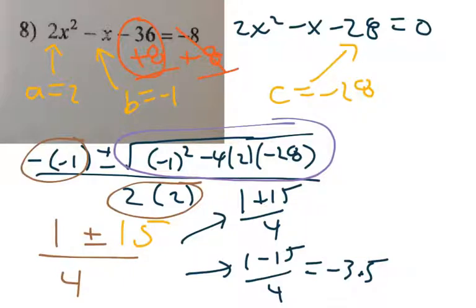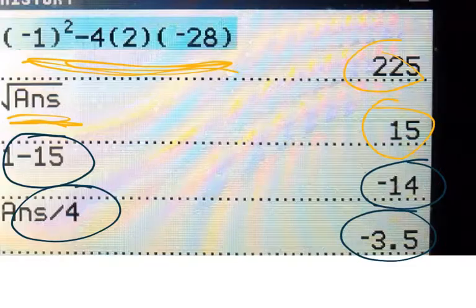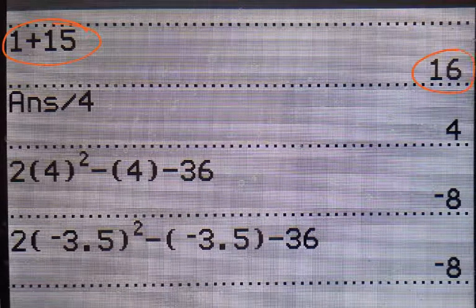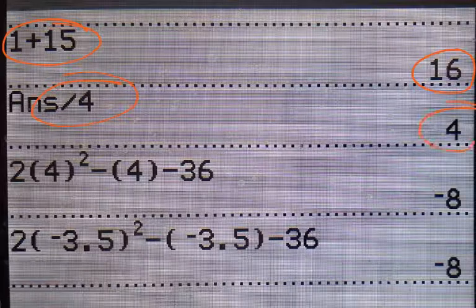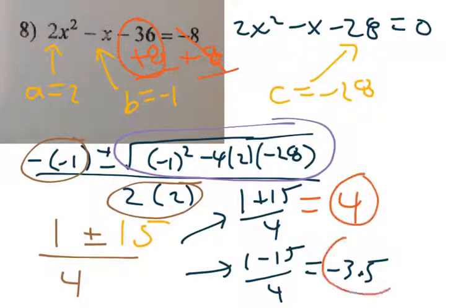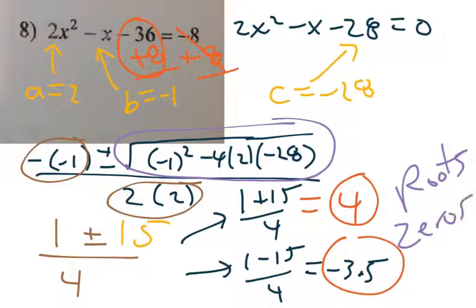What about 1 plus 15? Of course, you probably know what that is already. But as you can see right here, 1 plus 15 is 16, divided by 4 is 4. And so therefore, I know this right here is a value of 4. So there are my two answers, guys. These again are called the roots, or the zeros, or the x-intercepts of the equation. Okay, all three words mean the same thing.